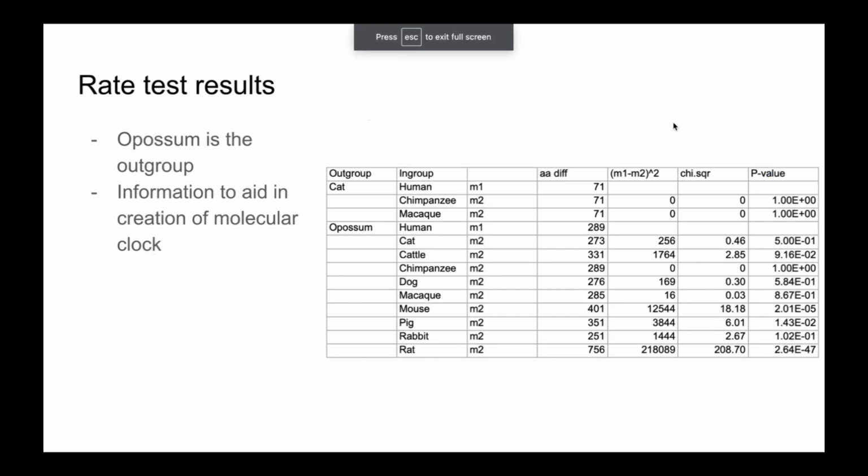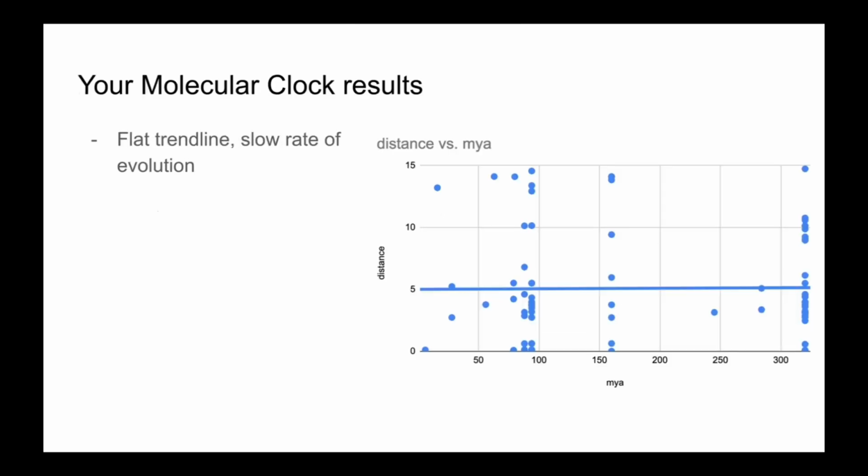Since the tree reconciliation informed that opossum is the outgroup, that species was used to create a rate test. The rate test concluded the average rate of evolution of CACNA1C. This information will aid in the formation of the molecular clock. The molecular clock graph displays the slope of evolution for this gene. Since it is quite flat, that indicates that there is a slow rate of evolution.